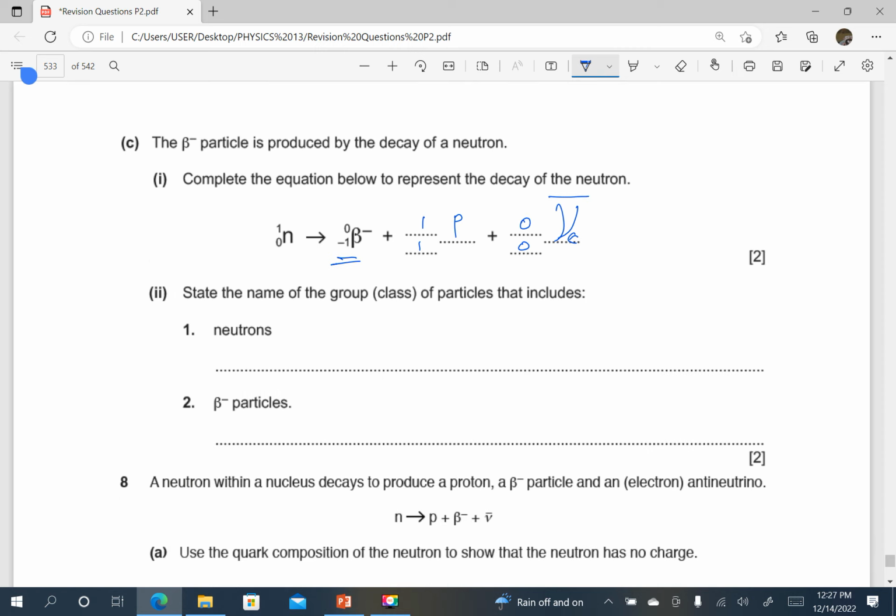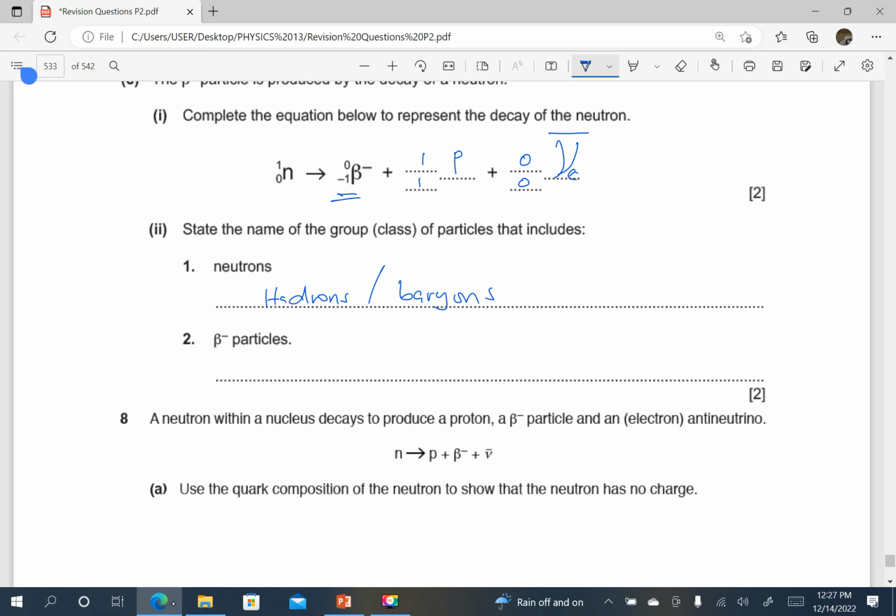State the name of the group or class of particles that include neutrons. These are hadrons or baryons. They are hadrons because they are made up of quarks, and they are baryons because they are made up of 3 quarks specifically. So they are hadrons or baryons.